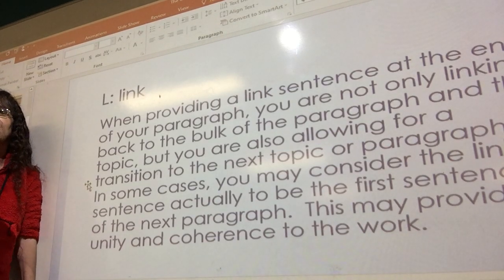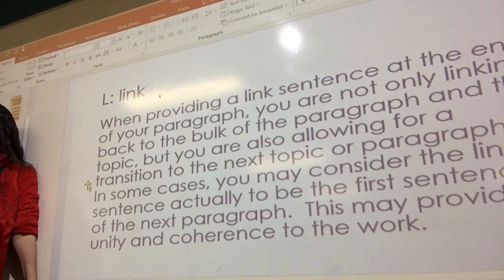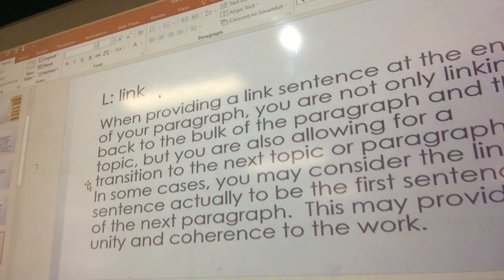Any other questions on the linking sentence? Yes. I can scoot over to the other side so you can see. Like it says, it needs to provide unity and coherence.